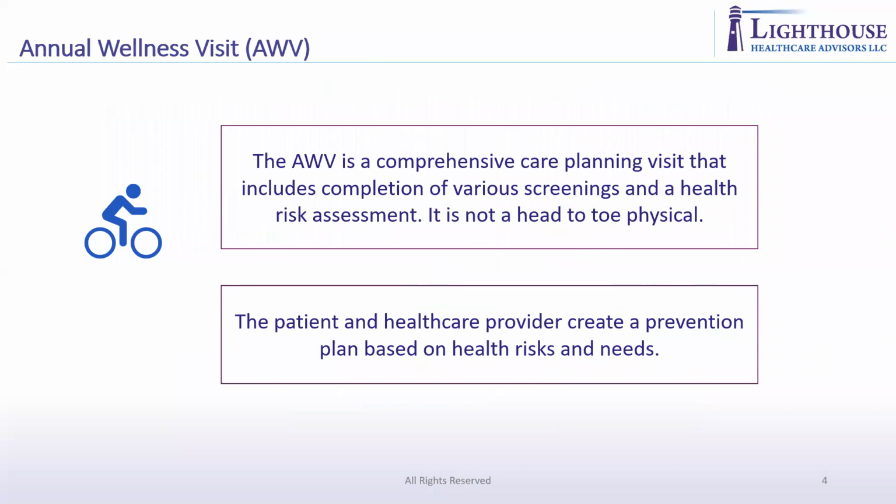Let's do a quick review of the annual wellness visit. Again, if you'd like to review the first webinar of this series, you may. It's recorded and up on our website. The annual wellness visit is a comprehensive care planning visit that includes various screenings and a health risk assessment. Very important that it is not a head-to-toe physical. It's more of a care planning visit. The physician has a discussion with the patient and makes care plans for the future. So the patient and the healthcare provider create this prevention plan based on the health needs and risks that were assessed during the visit.